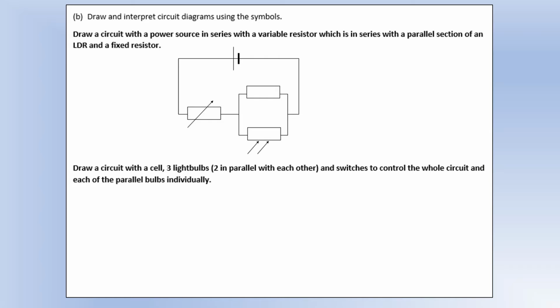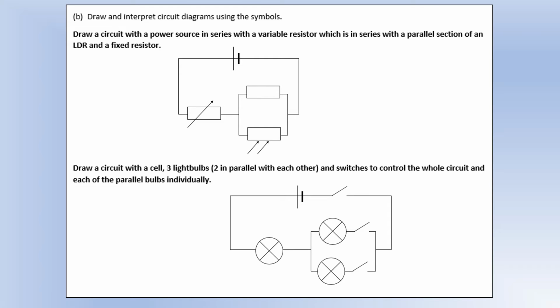Next, a circuit with a cell, 3 light bulbs, 2 of which are in parallel, and switches to control the whole circuit and each of the bulbs individually. So that would look like this. We've got 2 bulbs in parallel, switches in each parallel loop to control them separately, and a switch next to the cell that's going to control the current through the whole circuit.